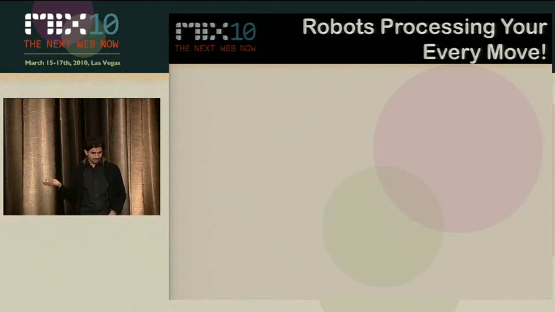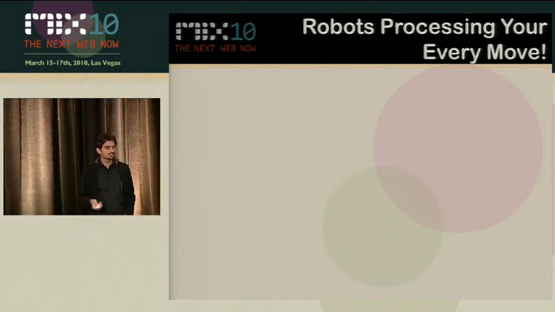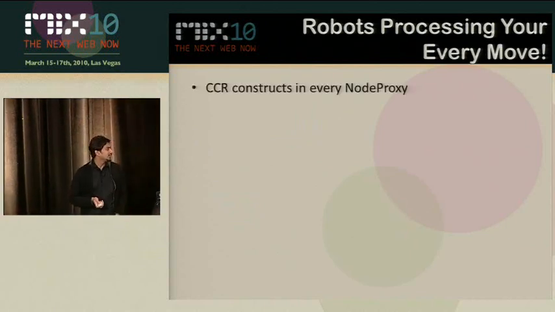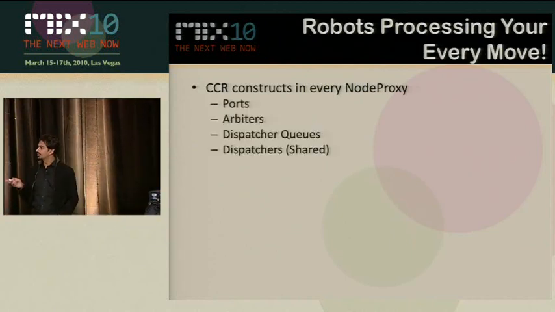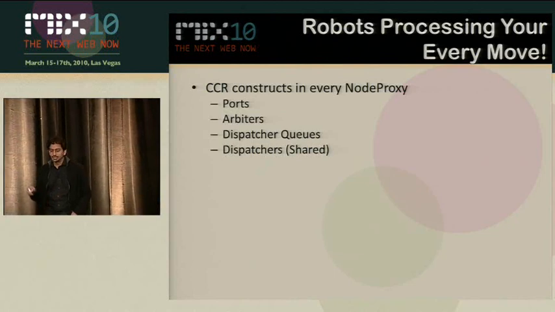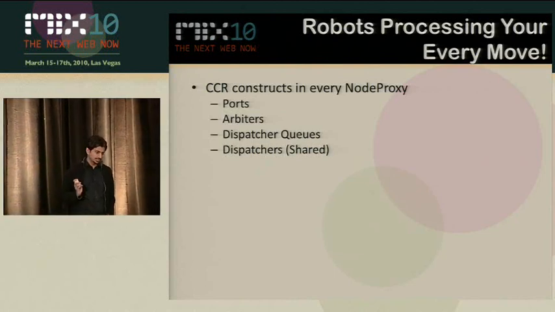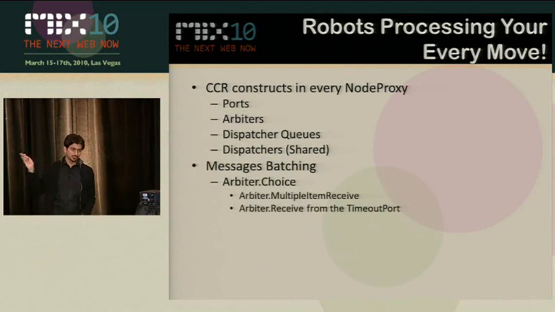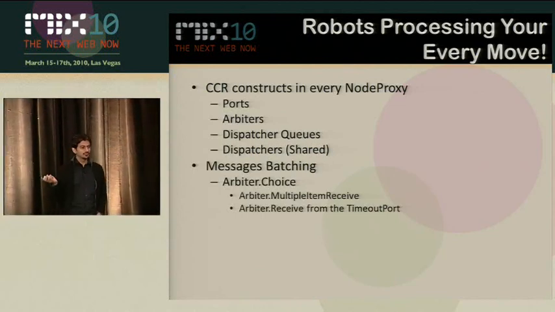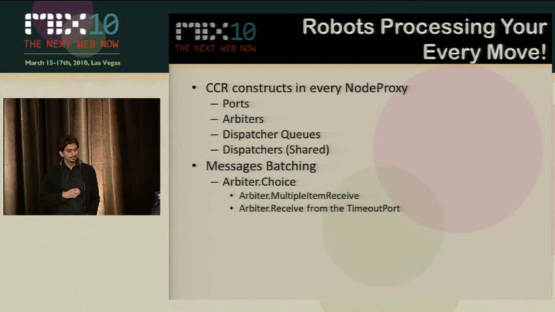So essentially, what is the point? Well, robots are processing your every move. And by that, I mean those CCR constructs that I discussed. So those are the ports, the arbiters, the dispatcher queues, and the dispatchers. And out of all these things, the dispatchers are shared, as I discussed. And specifically, those are the constructs within CCR that we use. So if you're interested, you can look those up.